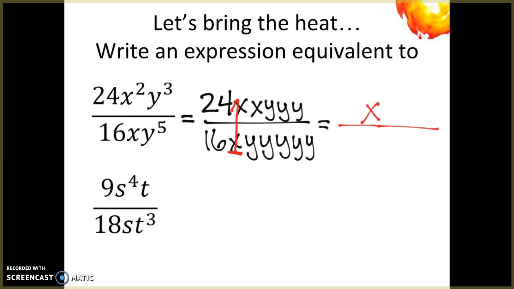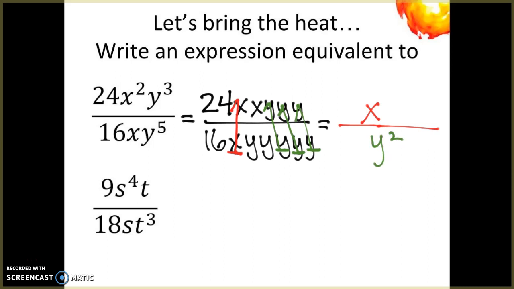And so when I look at my y values, I have 3 y values in the numerator, and I have 5 y values in the denominator. So when I cancel that out, I can cancel out that pair of y's, I can cancel out these, and I can cancel out those. So all of the y's in the numerator were eliminated by these 3 down here. But look, we have 2 left. That means I have y squared.